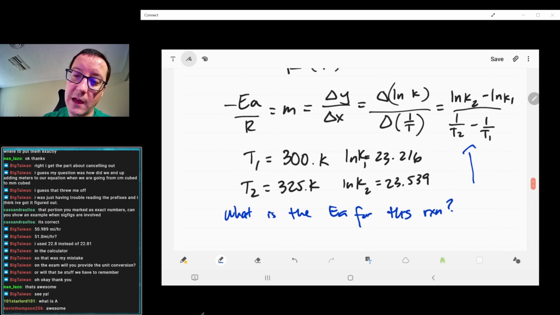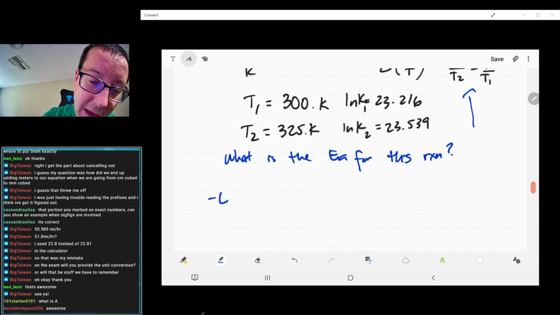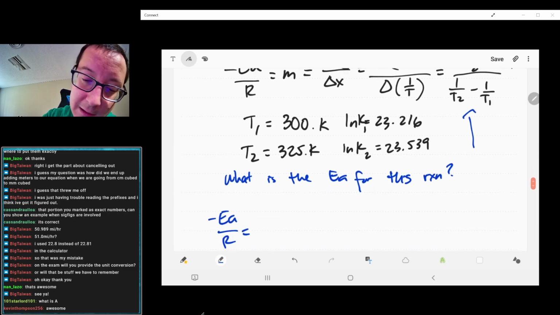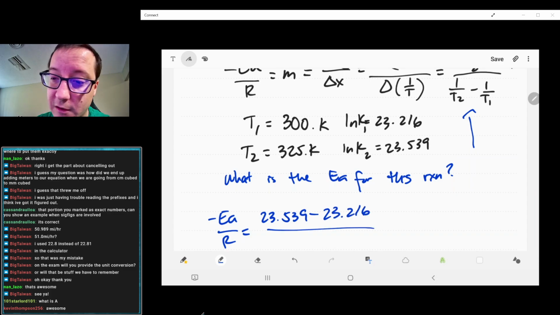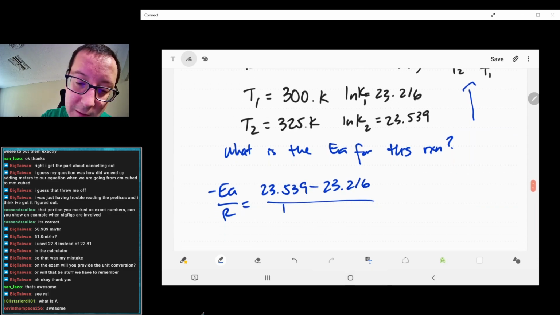If we do that, we're going to see that negative EA over R is equal to 23.539 minus 23.216, no units because those are natural logs, divided by 1 over 325 minus 1 over 300.